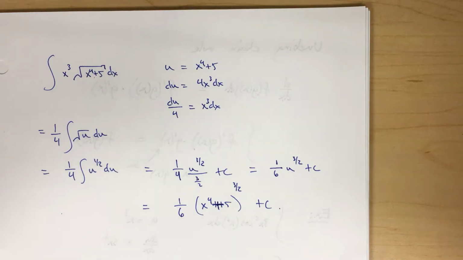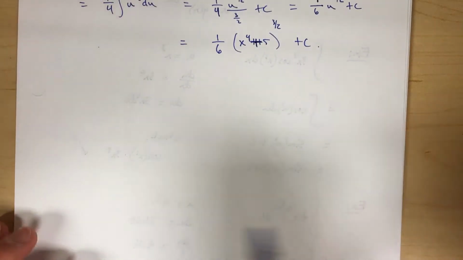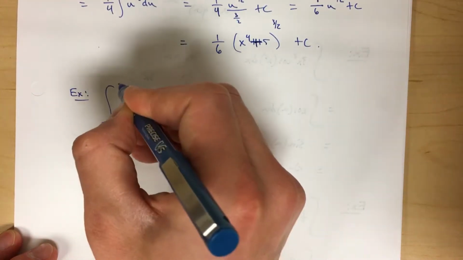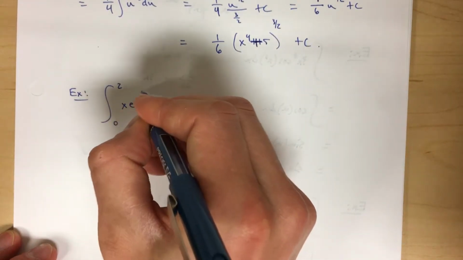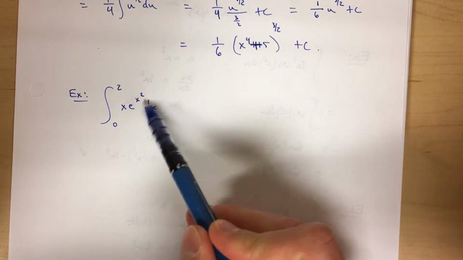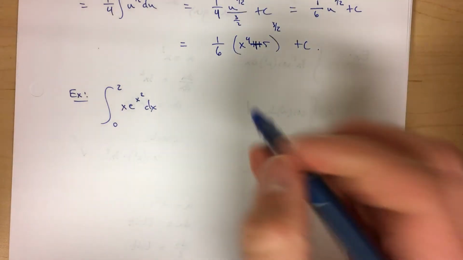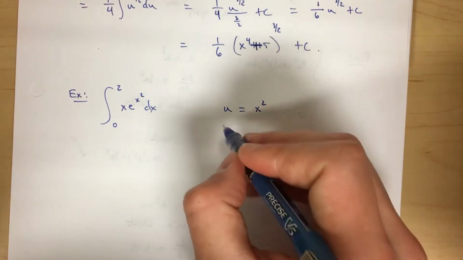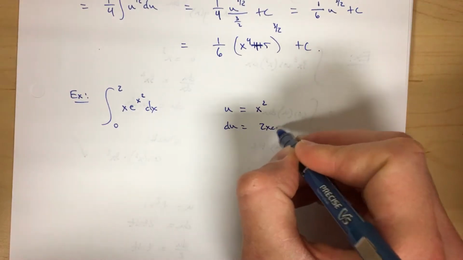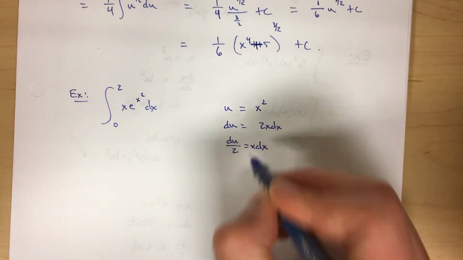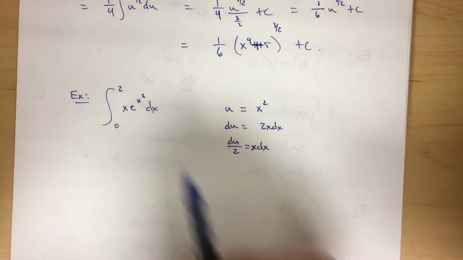So this is the basic idea behind u-substitution. Let's see if we could look at a definite integral. What's going to be different if we have a definite integral instead of an indefinite integral? Let us take this as an example, the integral from 0 to 2 of x e to the x squared dx. Again, this looks like a u-substitution problem because there's the inner function x squared and a multiple of its derivative x. So let us let u be x squared, and let us let du be 2x dx. Thus, du over 2 is x dx, which is what we have.